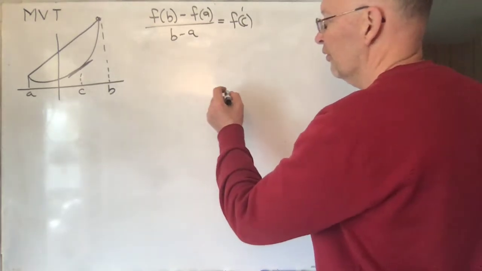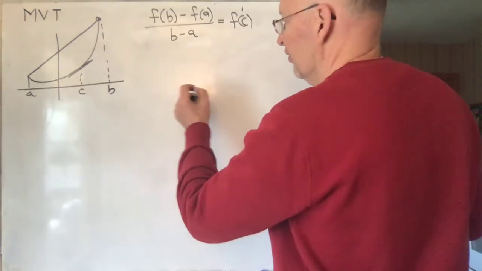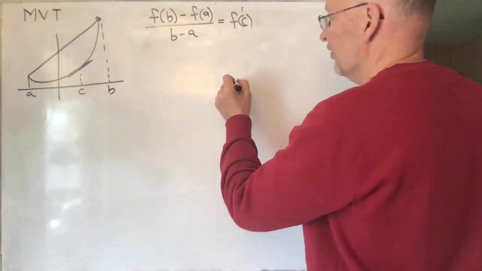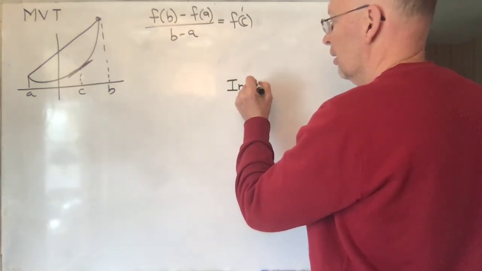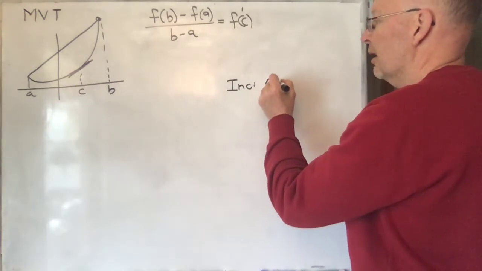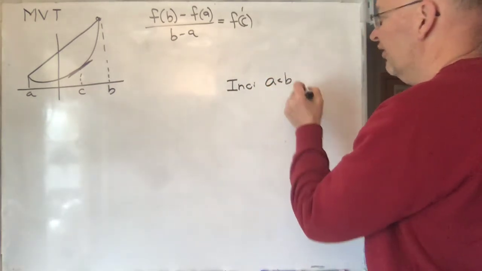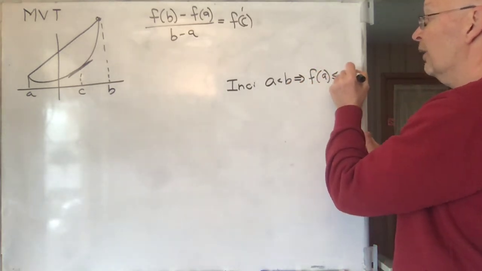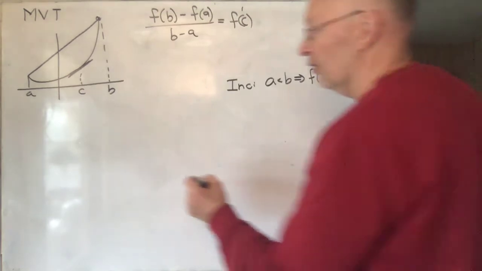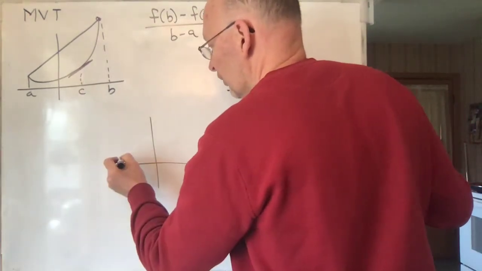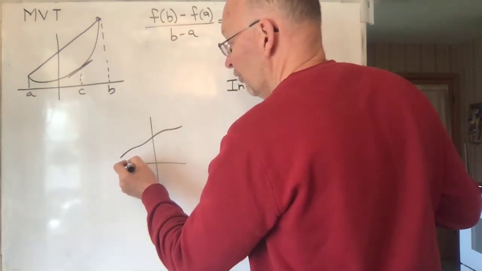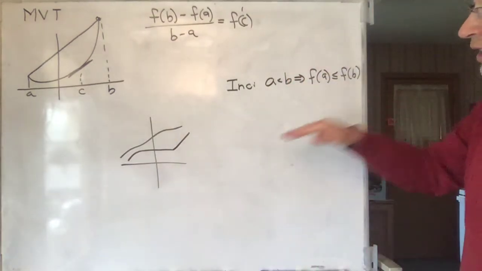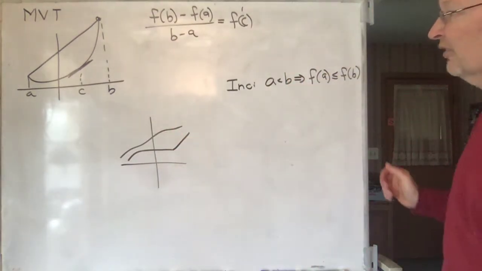Recall that there's four words that we use when we talk about functions, and here they are. A function is said to be increasing if, for points a less than b, that implies that f of a is less than or equal to f of b. So in other words, this would be an increasing function like this. This would also be an increasing function. It could level off for a while. As long as it never goes downhill, it's said to be increasing.